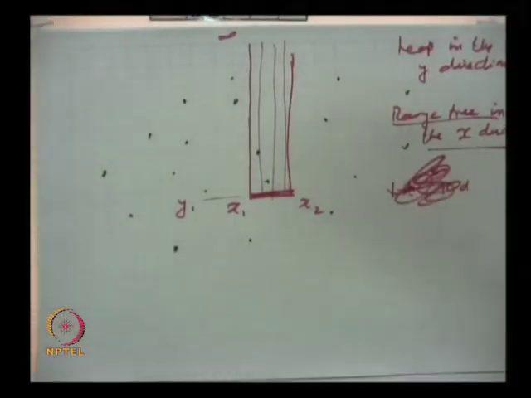So, range tree in the x direction and heap in the y direction, and we should store the points in a way such that a node should not contain more than a constant number of points. Only then we can achieve the linear space. Okay. So, how do you do it?